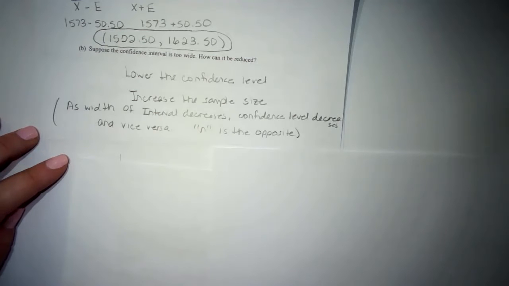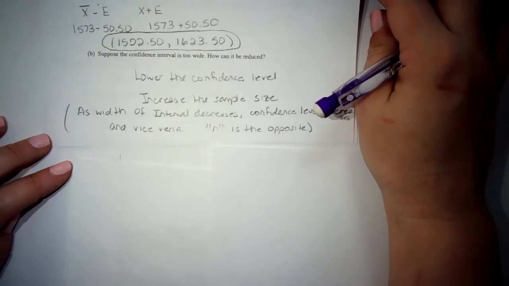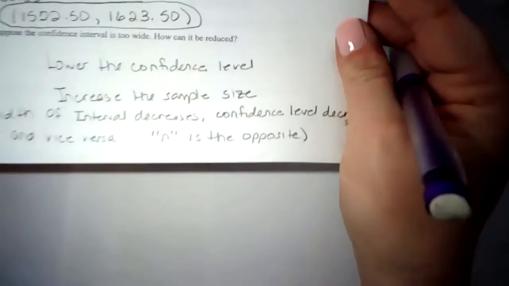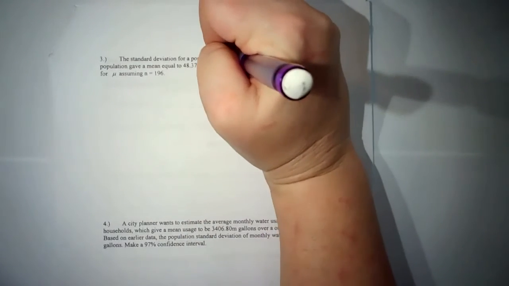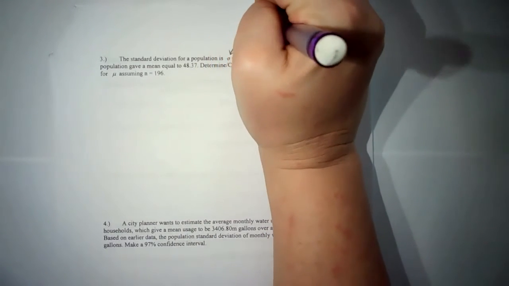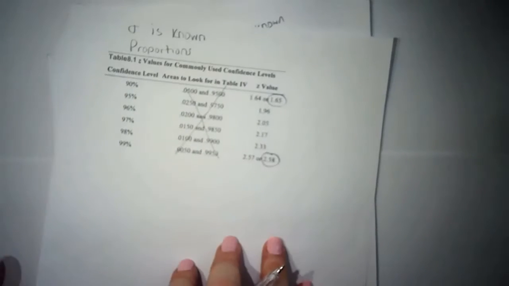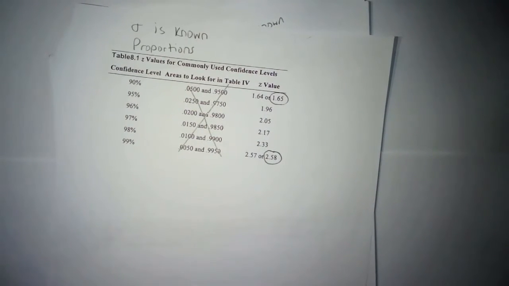Okay, let's try 2 more examples like this. Everybody okay with that? Okay. All right, let's look at number 3. All right, so the standard deviation for the population is sigma 7.42. Okay, so automatically sigma is known. That means we're going to use this chart. That means we're going to use the formulas we talked about. You know, it's important we know that.